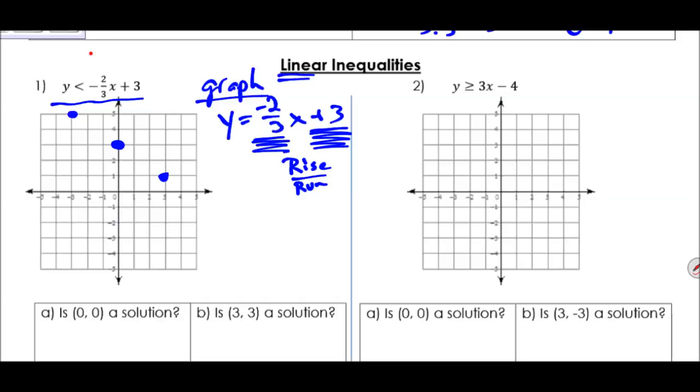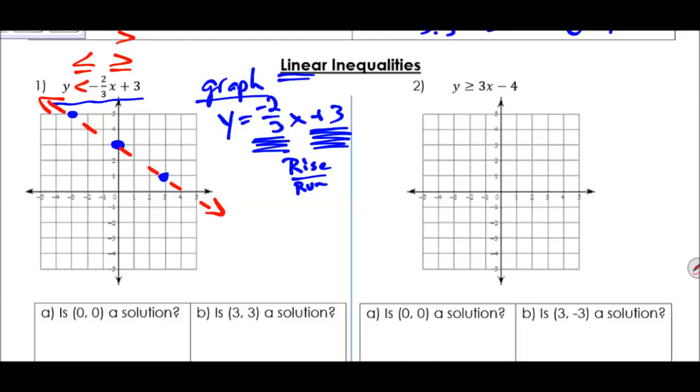If it says less than or equal to, or greater than or equal to, then it's a solid line just like before. We connect the dots and make a solid line that runs straight through those. If it's just less than, like this one, or if it was just greater than, then it's going to be a dotted line. So it's going to be a dashed line that passes through those points. It's still on that line, but instead of being a solid whole line, it's a dotted line.